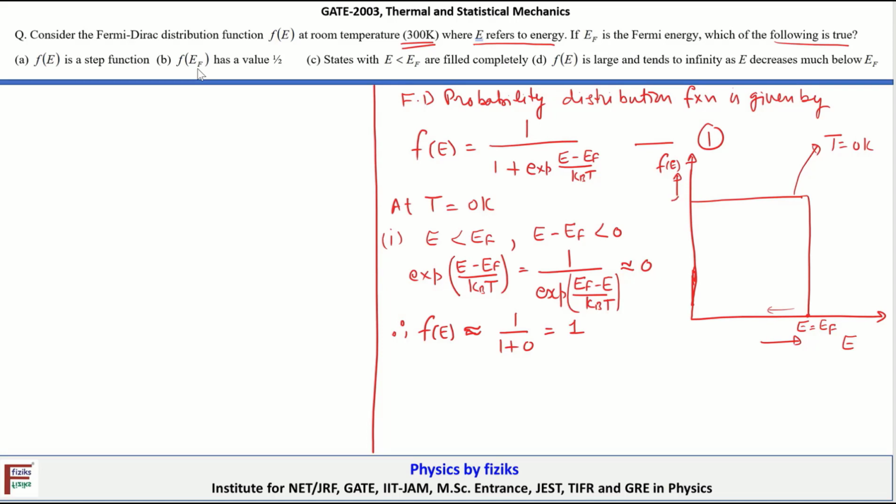So that's why this value will correspond to a value of unity. So that's why we are having a straight line with value equal to unity for energy smaller than EF. Okay, so now let's try to figure out the behavior of this function.